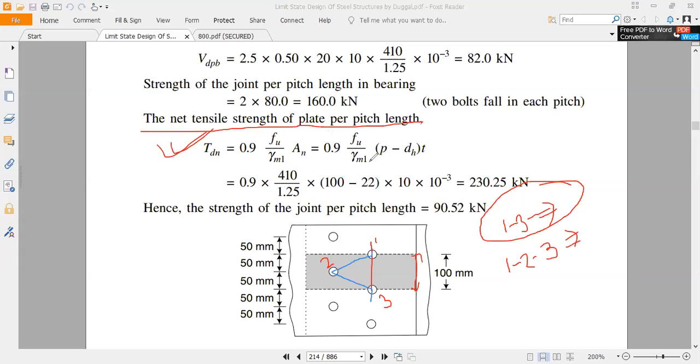410. Okay, by gamma m1 1.25, P minus d h because p is equal to 100, and in between these 100 half bolts here and half bolts here. That means 1 bolt. Half bolt here along this 1 and 3 line. Half bolt is here. Half bolt is here. That means 1 bolt is coming in this pitch length. So 22 is deducted, into this 10 is the thickness, and 10 to the power minus 3 is for converting it to kilonewton. That's why it is 230. Okay.